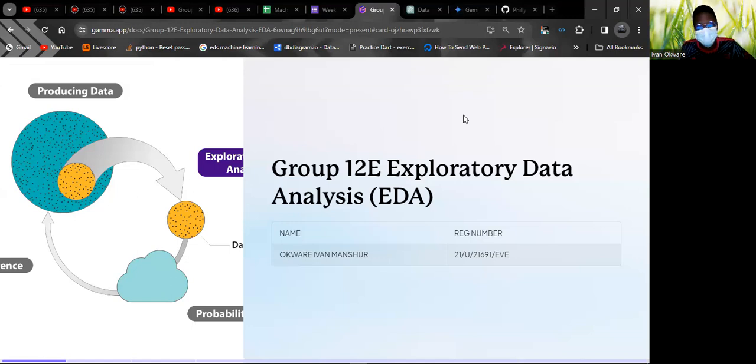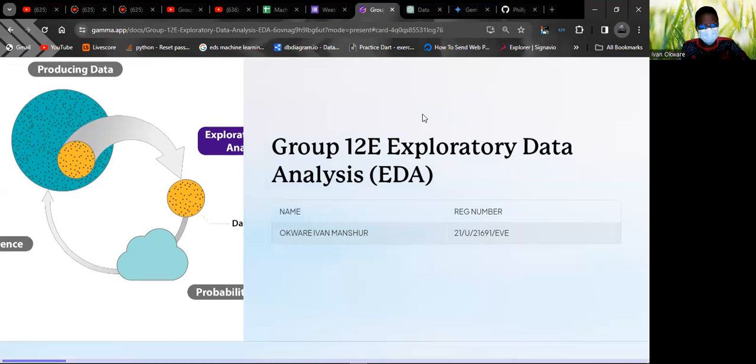I'm going to take you through an EDA analysis of the repository of a dataset I've been working on. And yes, this is group 12E, and that's me.